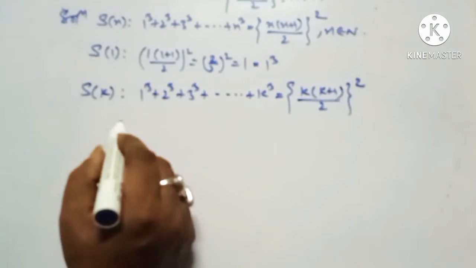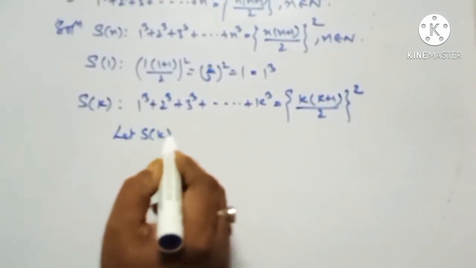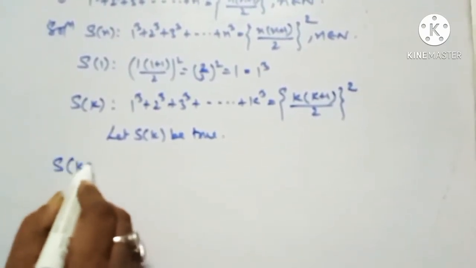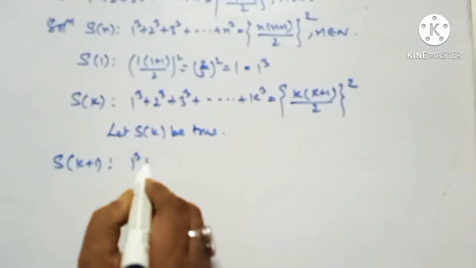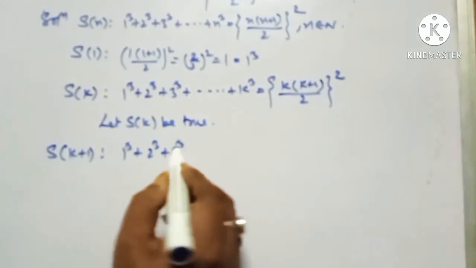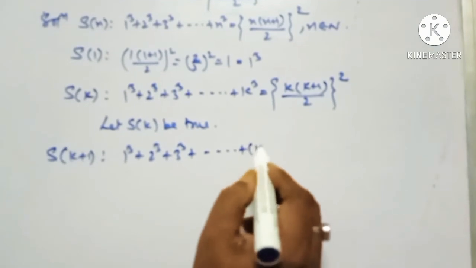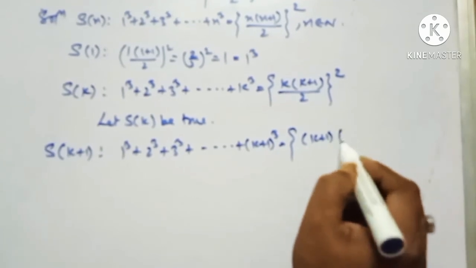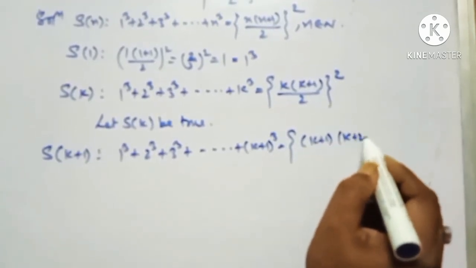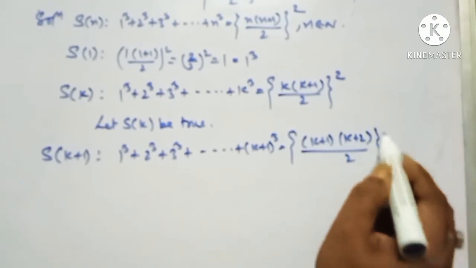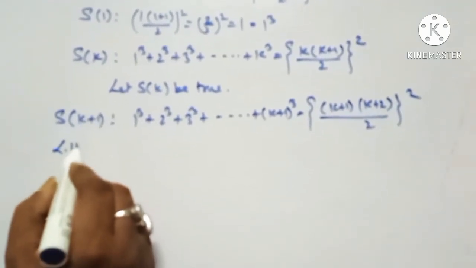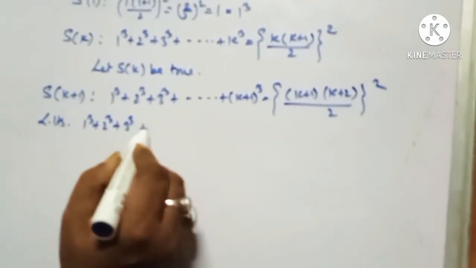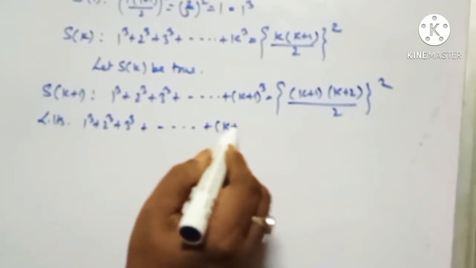Now let Sk be true. So we are going to Sk plus 1. This will be 1 cube plus 2 cube plus 3 cube plus dot dot dot plus k plus 1 the whole cube, equal to k plus 1 into k plus 1 plus 1, that is k plus 2, by 2 the whole square. Now I will move from the left hand side, that is 1 cube plus 2 cube plus 3 cube plus dot dot dot plus k plus 1 the whole cube.